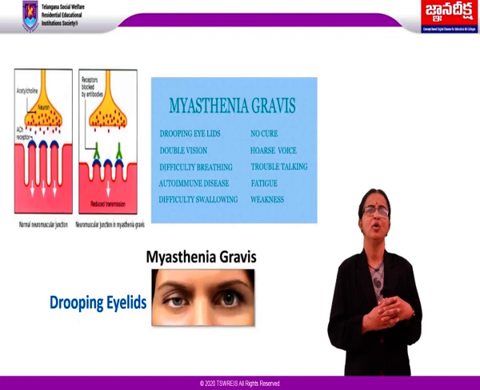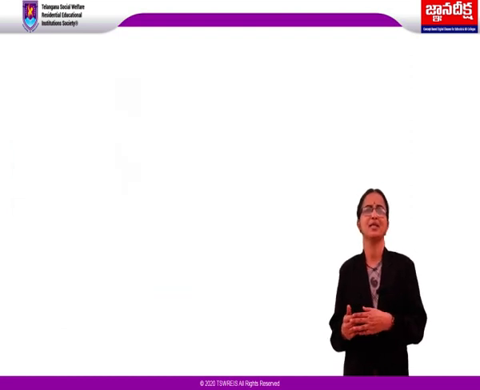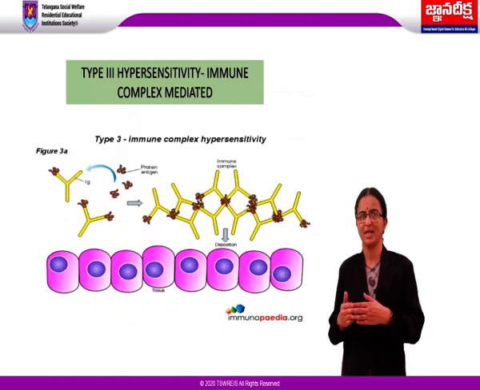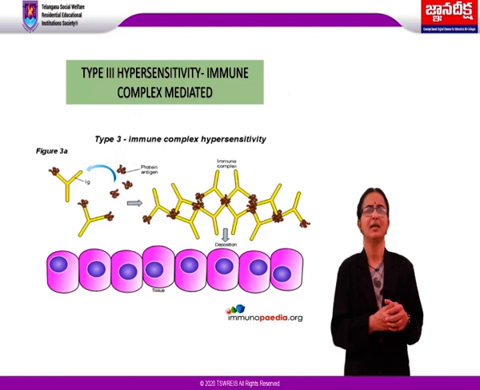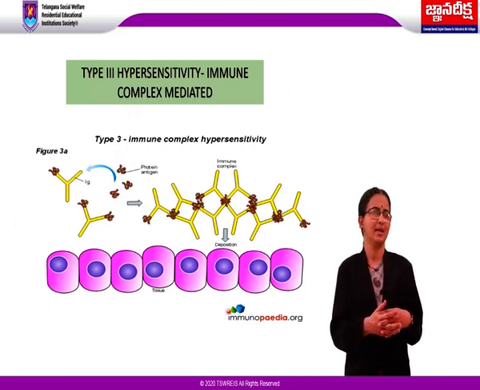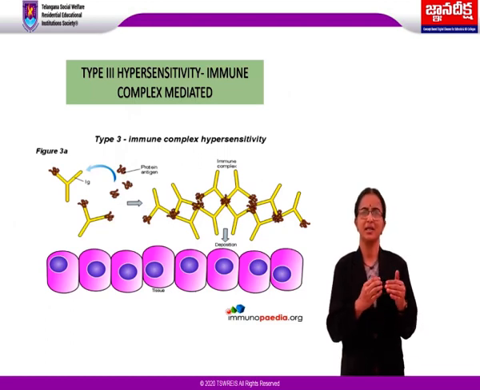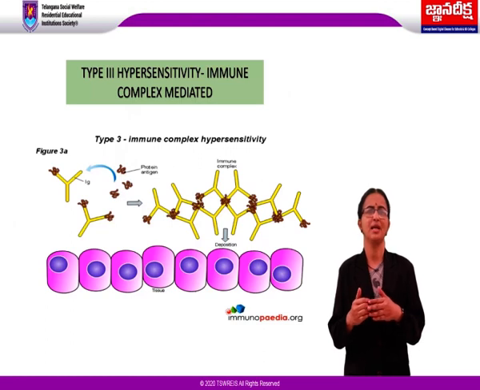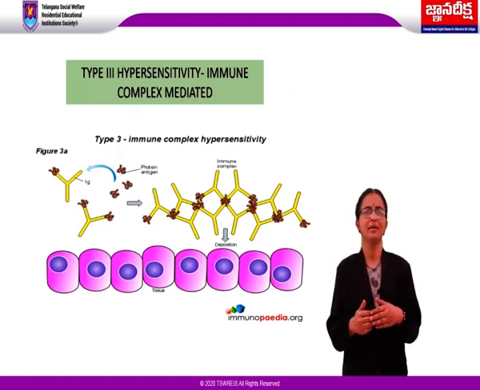We have learnt about type 2 hypersensitivity. Now, we will see type 3 hypersensitivity, which is immune complex mediated. So, before going to learn type 3 hypersensitivity, let us know what are immune complexes. Immune complexes are nothing but antigen-antibody complexes. In this case, IgG antibodies form immune complexes with antigens. It is also mediated by complement and participation of neutrophils. Neutrophils are a kind of white blood cells.